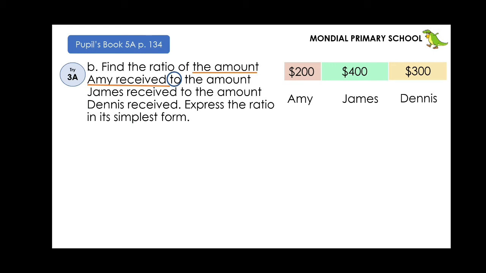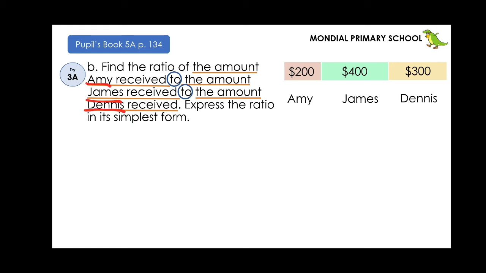Underline the amount James received. Circle the word to. And underline the amount Dennis received. The amount Amy received, the amount James received, and the amount Dennis received. Remember, the order is important when writing a ratio.